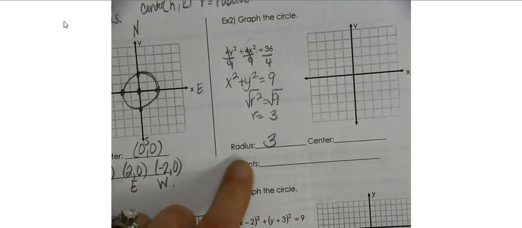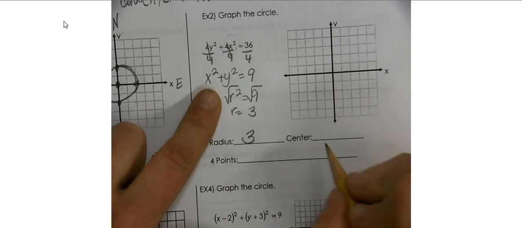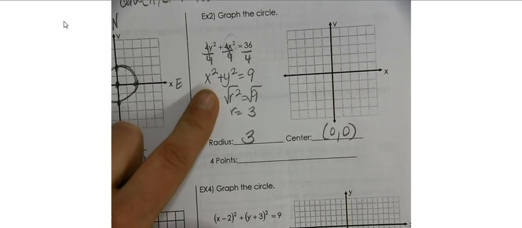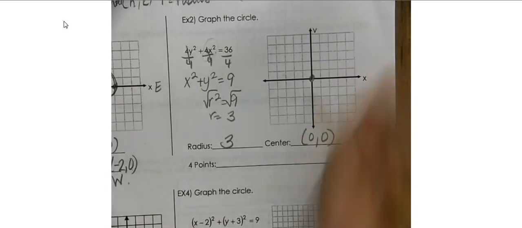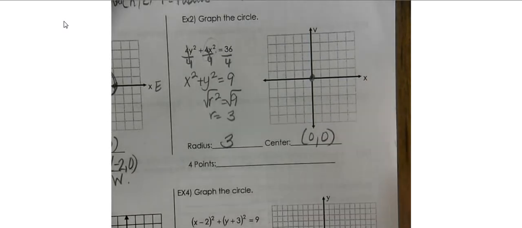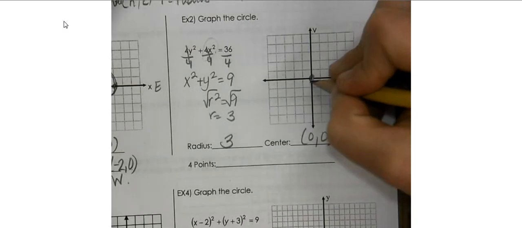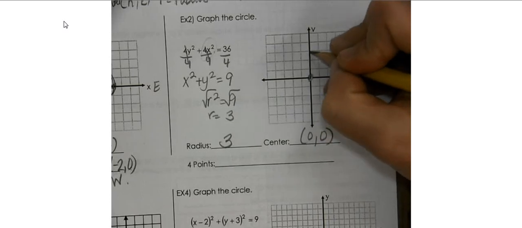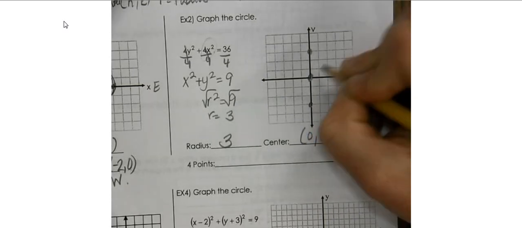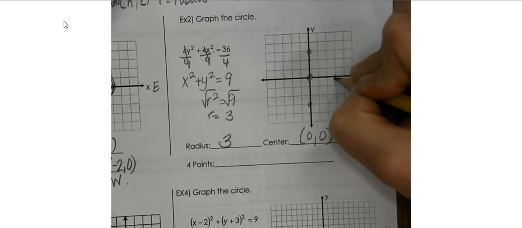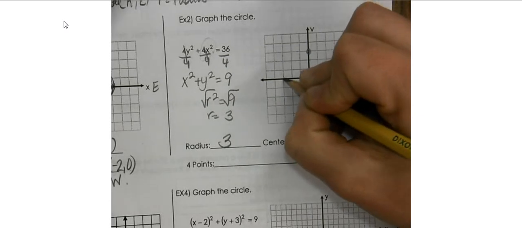My center, because there are no parentheses, this time is going to be located at 0, 0. So in order for me to graph a circle, I'm going to plot 0, 0, and I'm going to count 3 units going north, south, east, and west. So I'm going to count going north, 1, 2, 3. Count going south, 1, 2, 3. Count going east, 1, 2, 3. And west, 1, 2, 3.